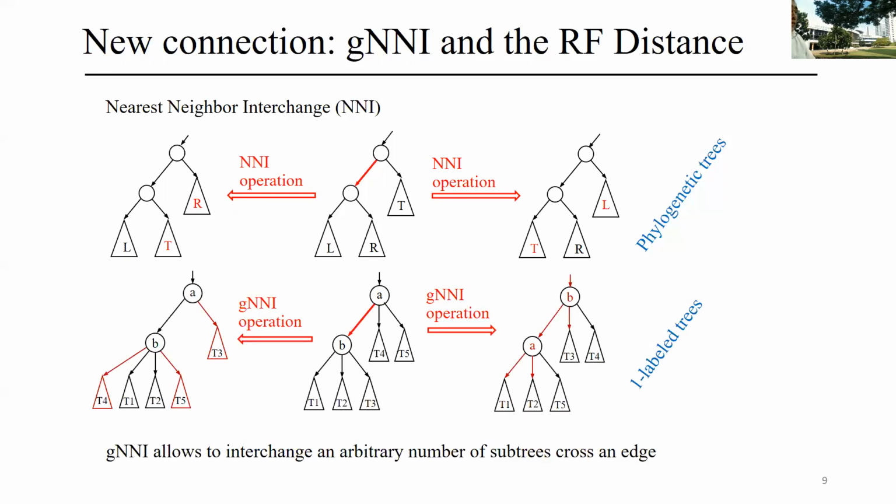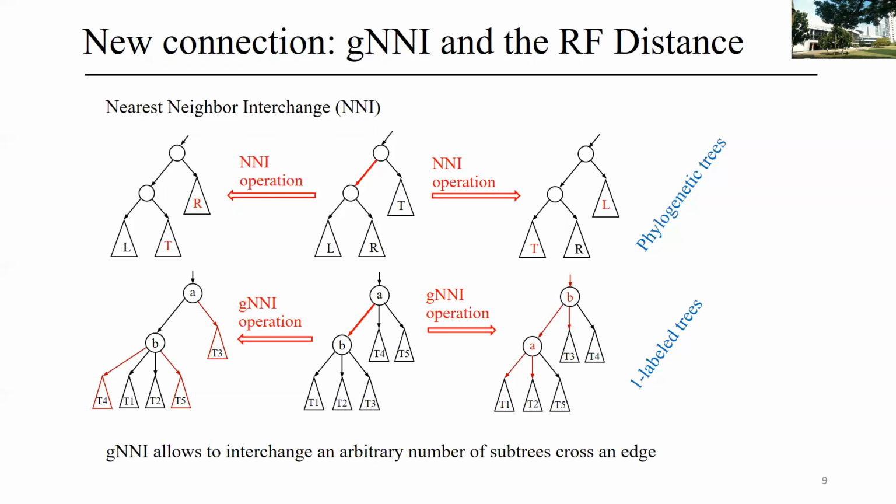We propose to generalize the NI operation onto one label trace as follows. Since a node is of arbitrary degree in one label trace, we allow interchanging an unequal number of subtrees across a branch. For example, on the left, the generalized NI operation interchanges one subtree below A with two subtrees below B. Since each node has a label, we also allow interchanging the labels of the head and the tail of the edge, as shown on the right.